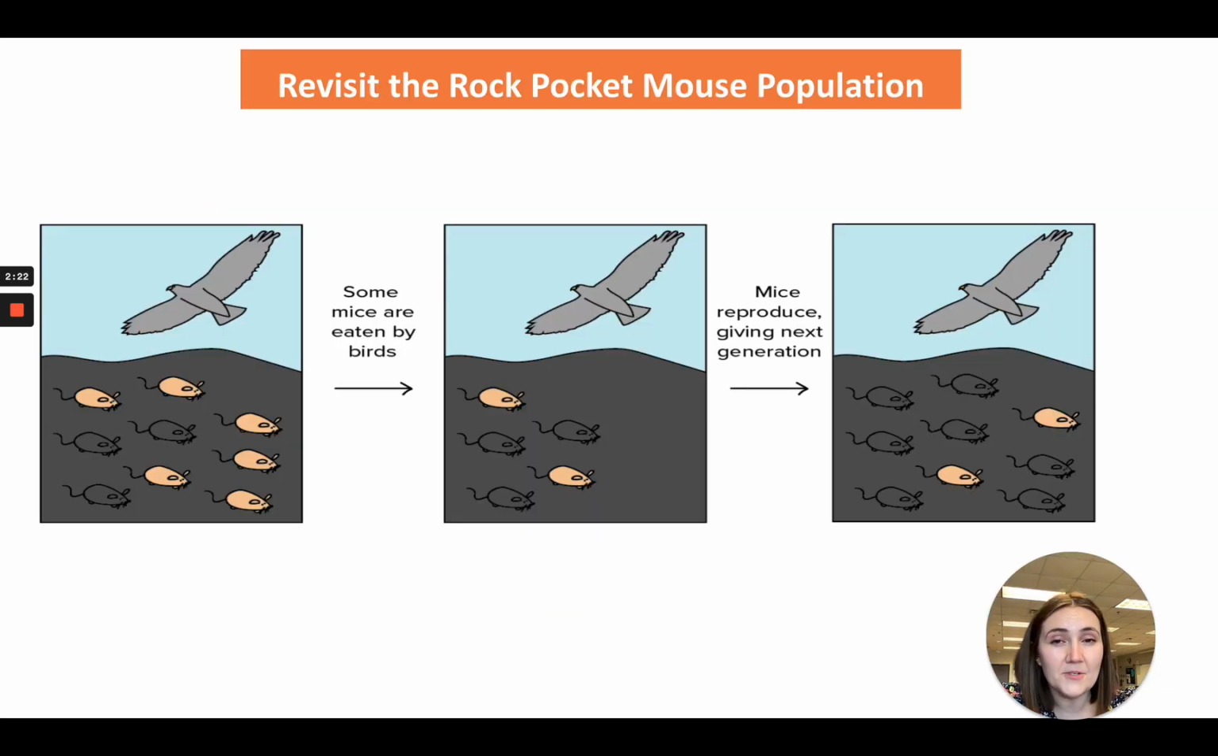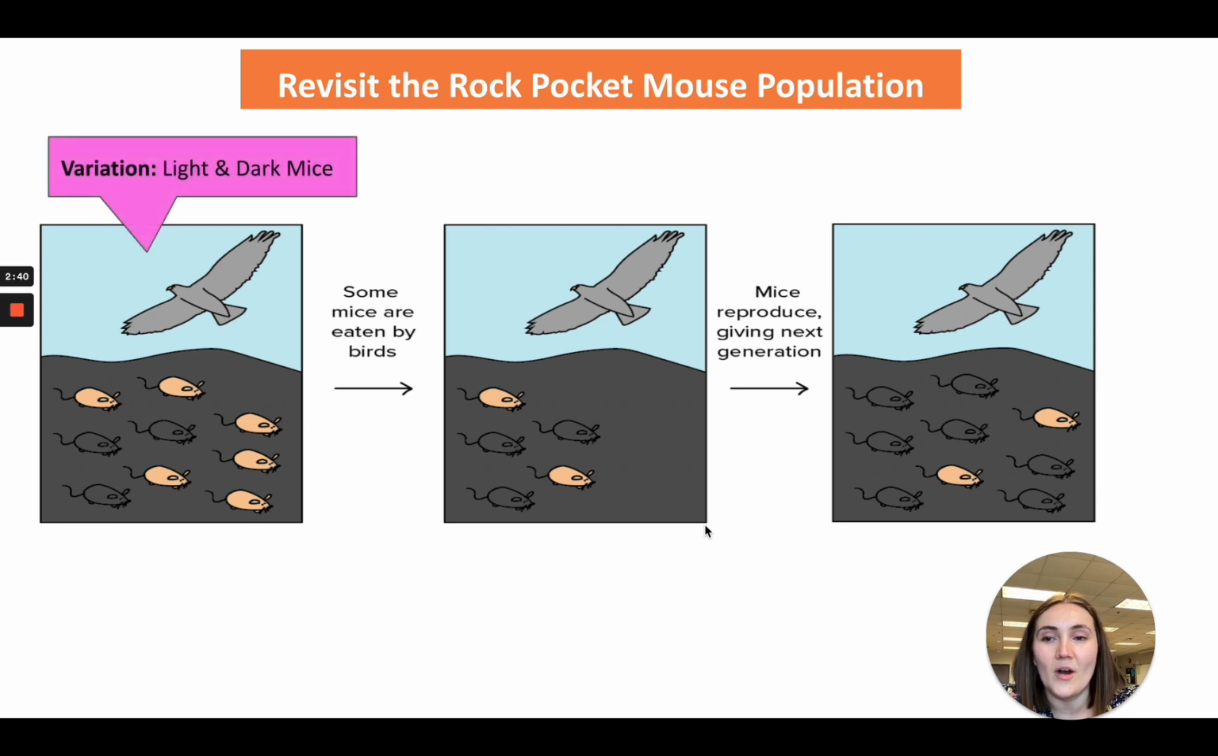So let's pretend, though, that all of a sudden there was a change in the environment, and so with the rock pocket mouse population, we have some predators that are putting pressure on these mice to camouflage. And so let's take a look at this using VISTR to apply the situation. So our variation here, we've got some light mice that have the light fur, and we have some dark fur mice as well. So there's our variation.